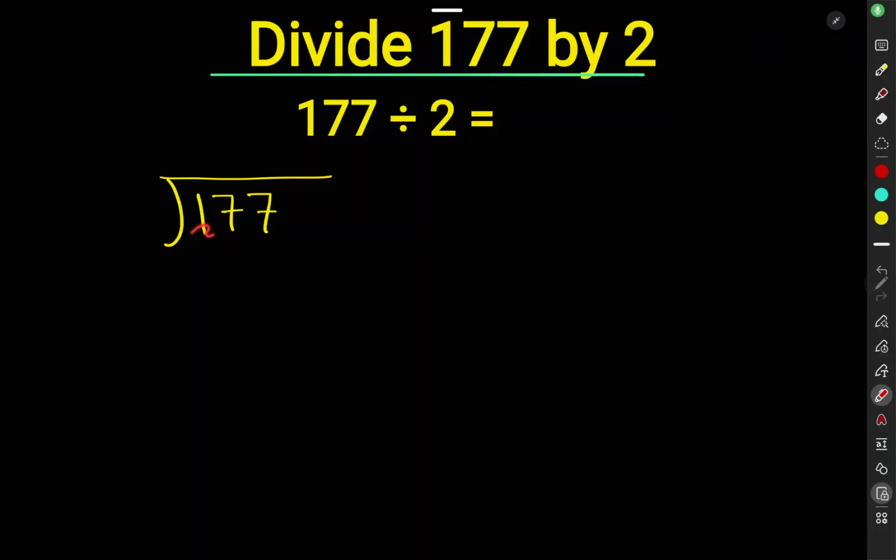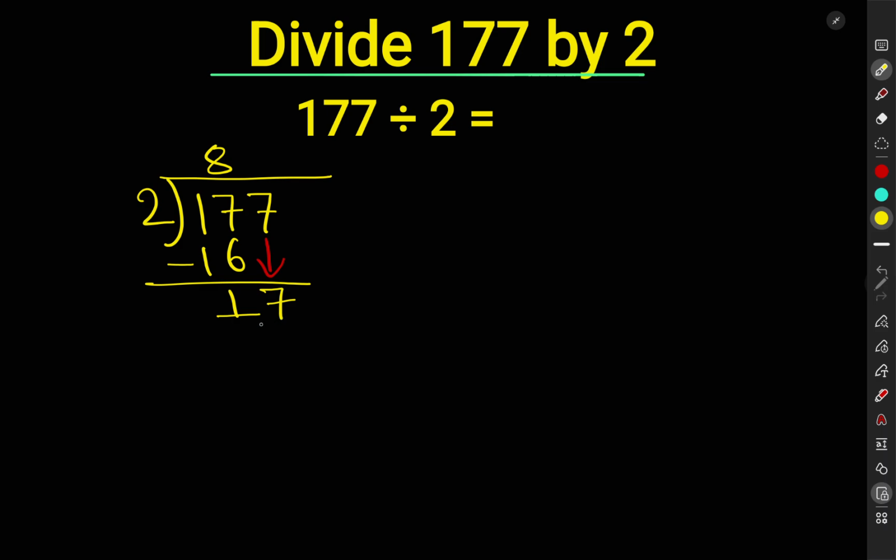We divide 177 by 2 in a long division method. So 2 times 8 means 16. On subtracting we got 1. So now this 1 is less than 2, so we put down the number beside this, 7.